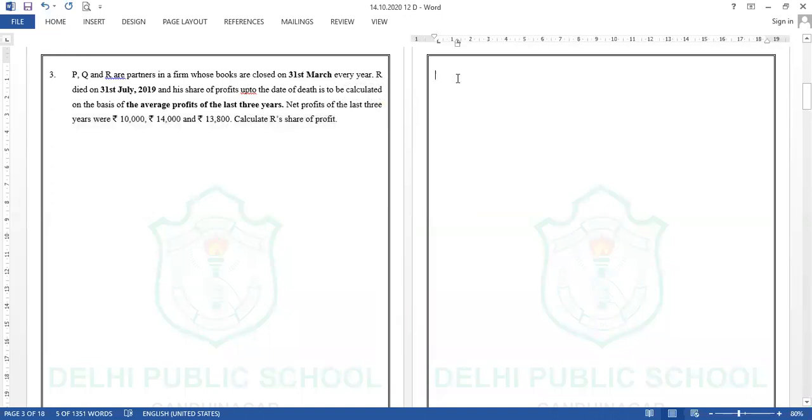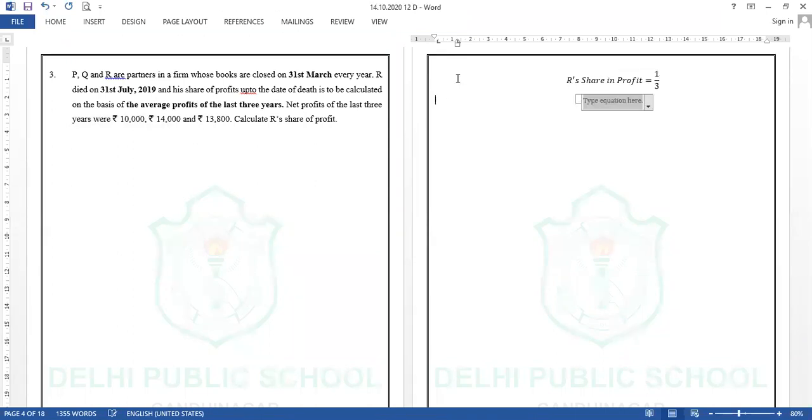Again, I'll repeat the same thing. First tell me R's share in profit. Our partners' ratio is not given to us, so what are we going to do here? The profit and loss ratio is not given, so it is 1:1:1. Equal, so R's share is 1/3. That's very correct.